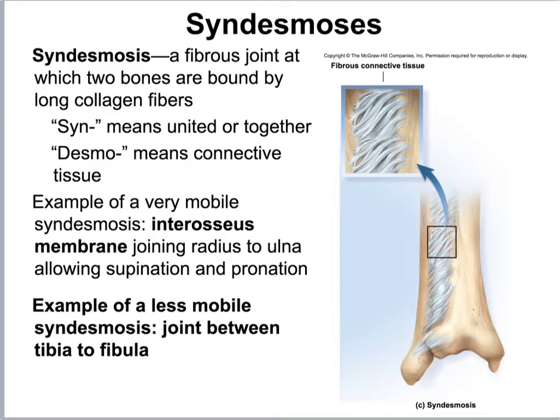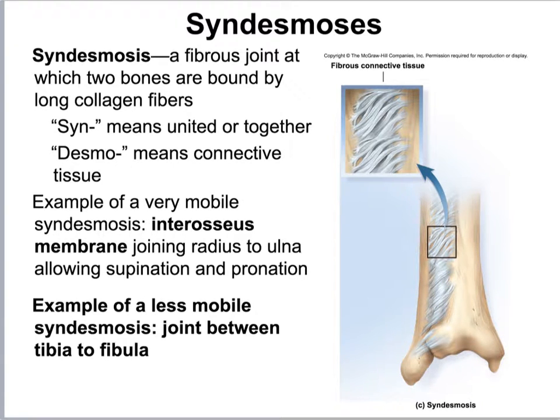Last fibrous joint type is a syndesmosis. This again comes from syn, meaning together, and in this case, desmo means connection, as in connective tissue, right? Two things that are held together by connective tissue. In this case, it's going to be by a broad sheet of dense fibrous connective tissue, like mostly regular connective tissue. An example of a syndesmosis is going to be the interosseus membrane, right?